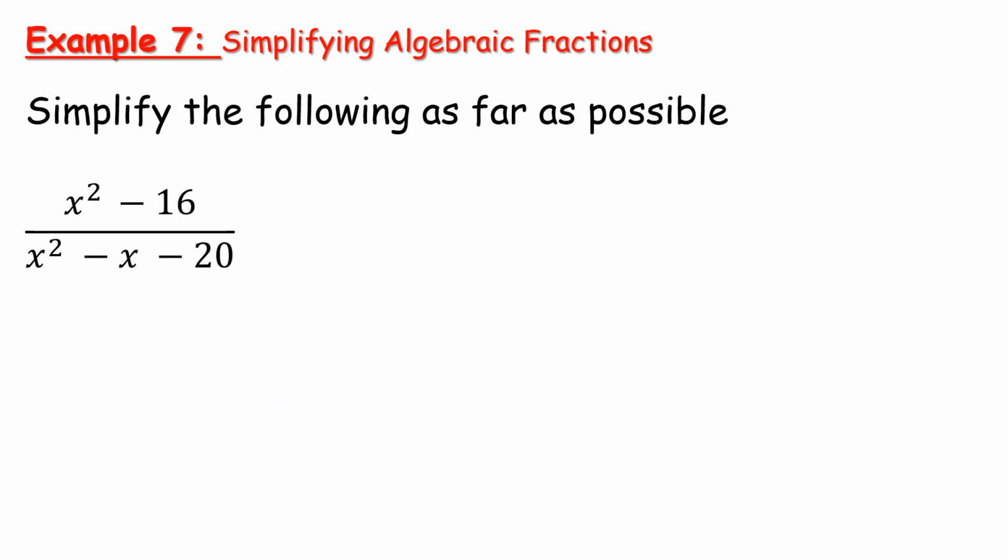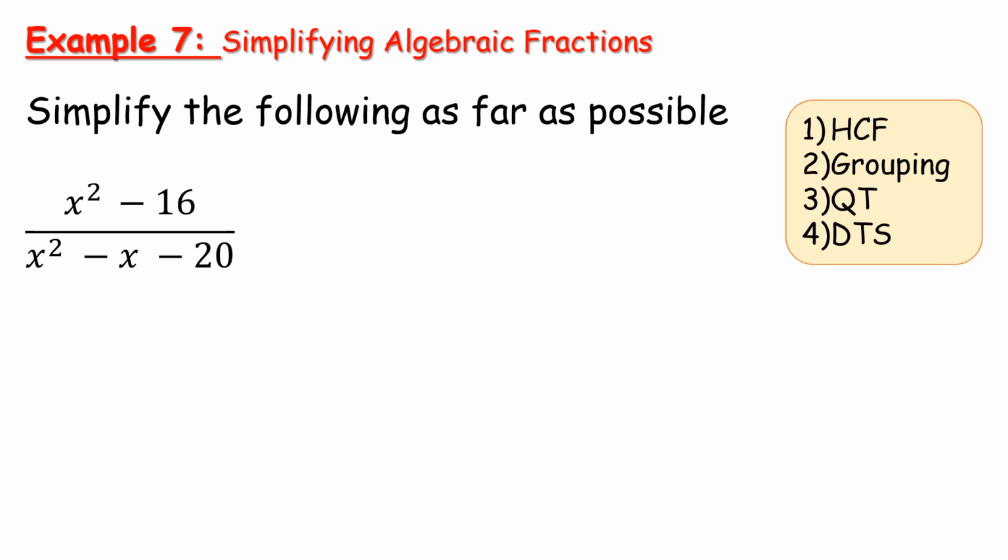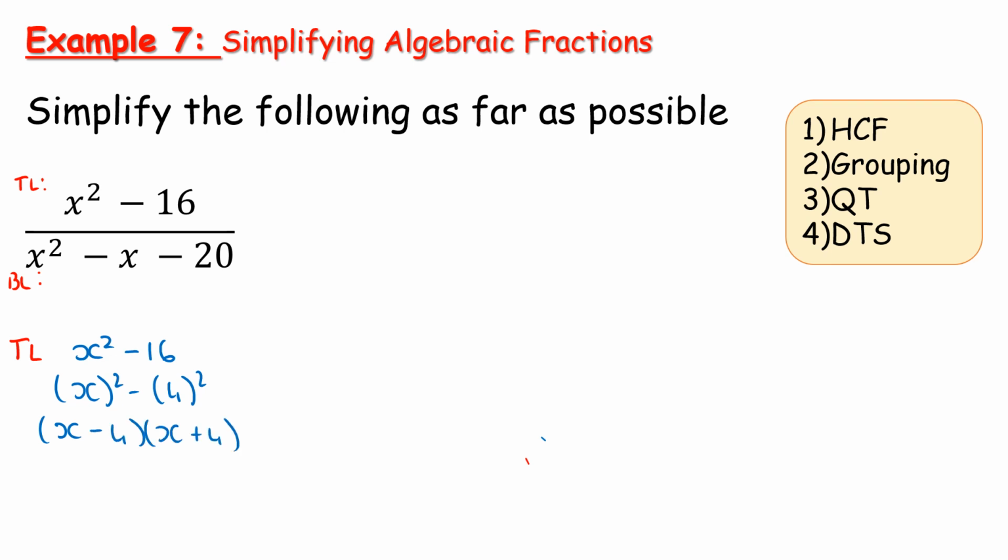So now we have another example, top line, bottom line. Top line is not highest common factor, it's not grouping, it's actually a difference of two squares. So we can get any type of factorization here. X squared minus 16. This can be written as x squared minus 4 squared. That's x minus 4, x plus 4. And it doesn't matter which bracket comes first. Absolutely fine. Bottom line, quadratic trinomial.